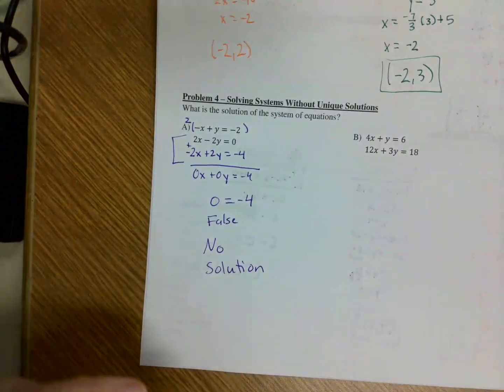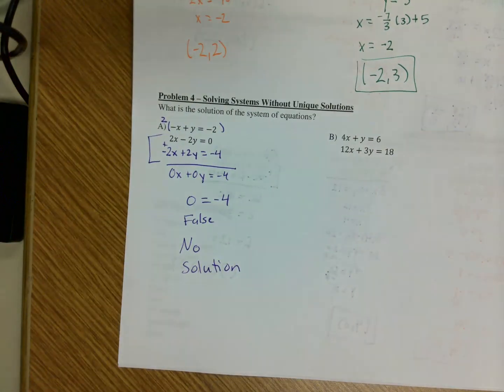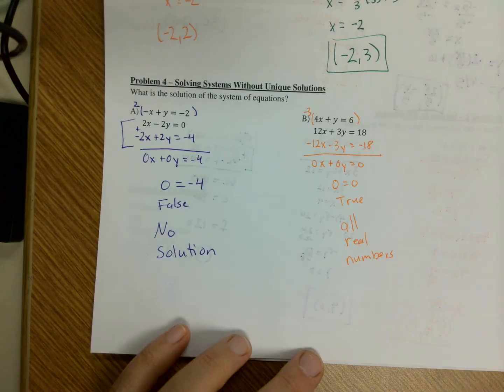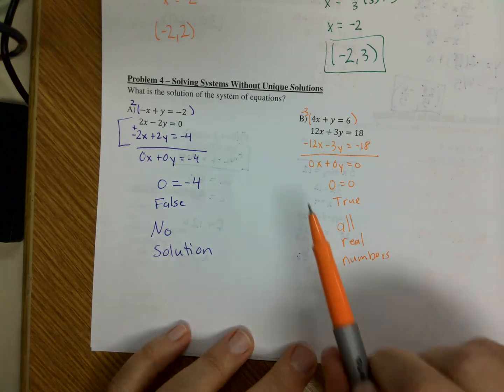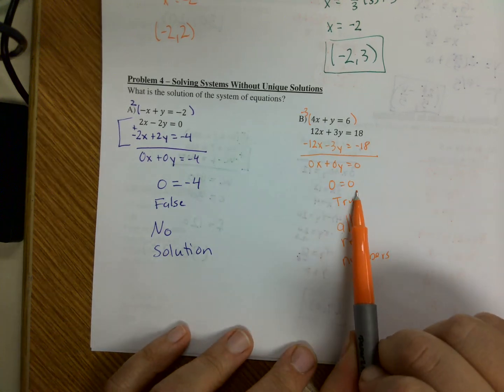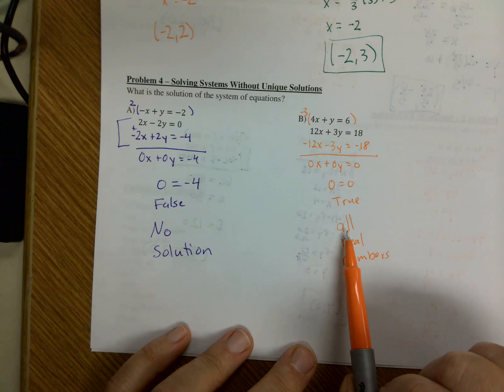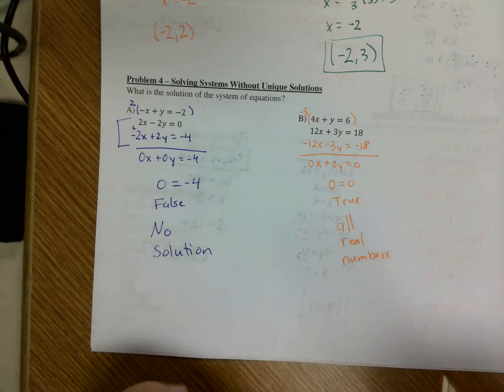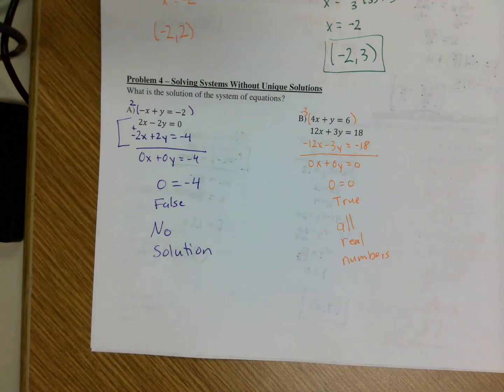I want you to try to do the next one however you choose to do it, by substitution or elimination. Here I chose the elimination and I got 0 equals 0. This is a true statement. So here, all real numbers. So if all the variables cancel, either your answer would be no solution or infinite solutions.